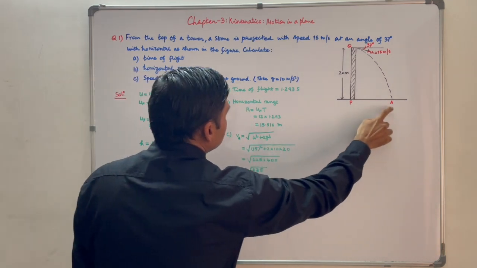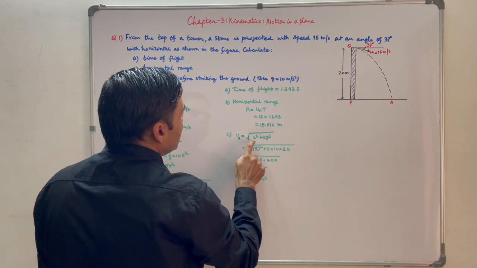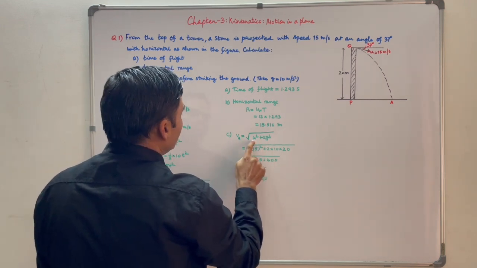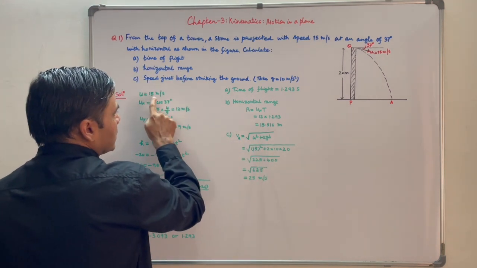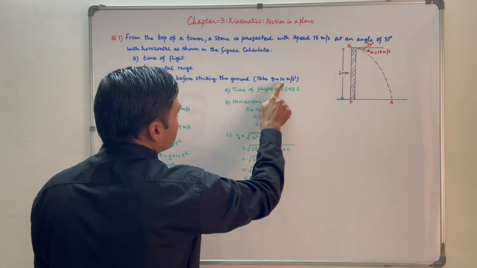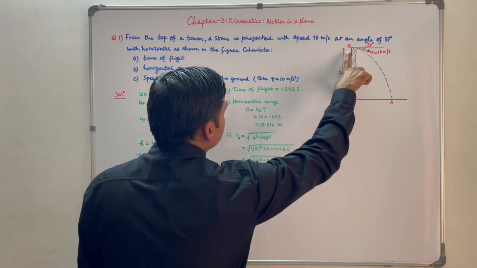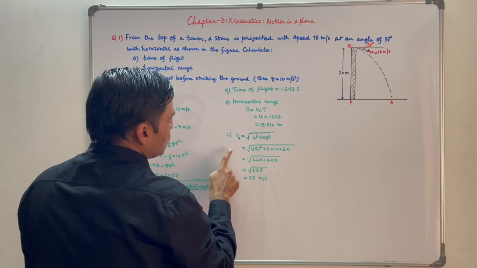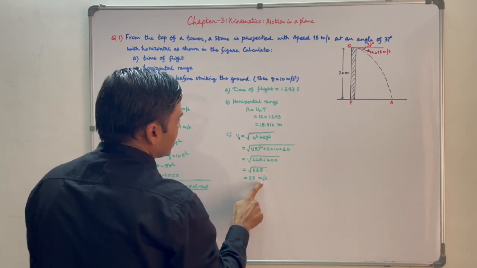So VA is given by under root u square plus 2gh. U is 15 meter per second, g is 10 meter per second square, and h is 20 meter. So VA comes out to be 25 meter per second.